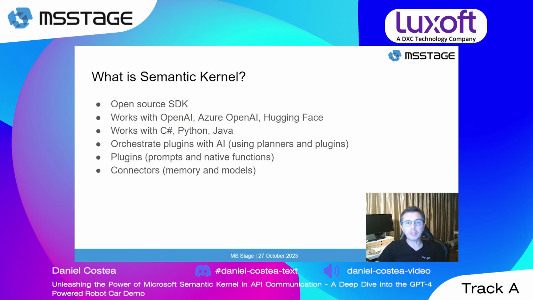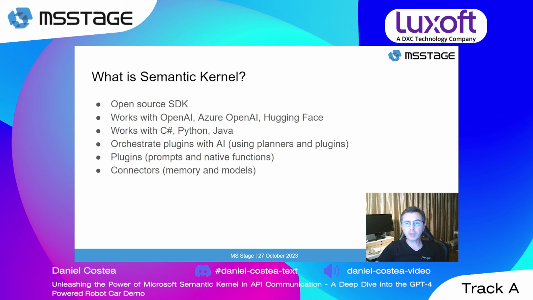But what is Semantic Kernel? Semantic Kernel is a new open source SDK from Microsoft that allows you to easily integrate large language model services like OpenAI, Azure OpenAI, and Hugging Face with traditional programming languages like C#, Python, and Java. What truly sets Semantic Kernel apart is the ability to orchestrate out-of-the-box plugins or user-defined plugins using AI, in fact, GPT. Let me explain.